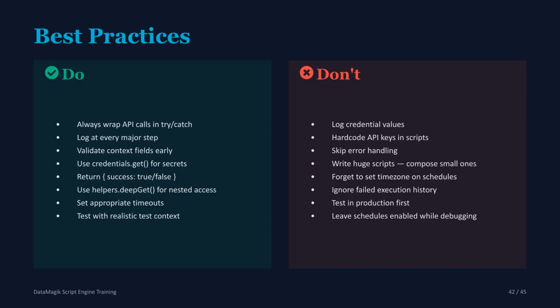Follow these best practices. Always use try/catch for API calls. Log at major steps. Validate input early, and use credentials.get for secrets. Conversely, never log credentials, hardcode keys, skip error handling, or write overly large scripts. Keep scripts small and always test with realistic context outside of production.